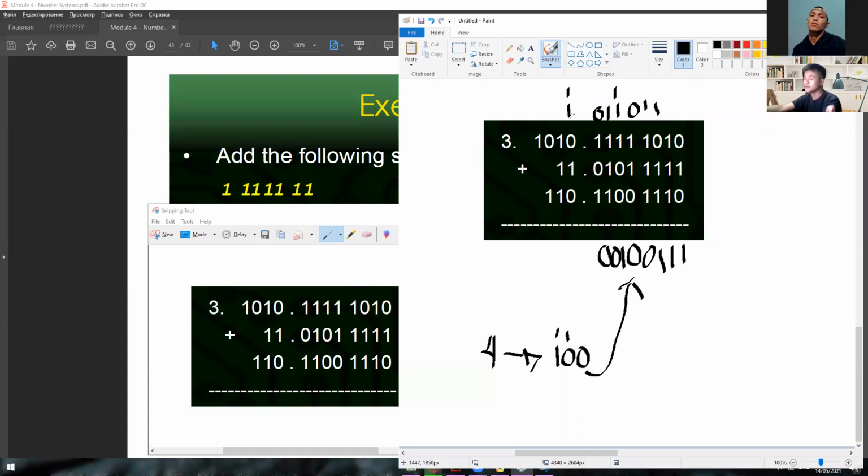And then 1 plus 1 plus 1 is 11. Carry 1, bring down 1. And then 1 plus 1 plus 1 plus 1 is 100. So carry 1 right here, carry 0, and bring down 0 right here. 0 plus 1 is 1, and then 1 plus 1 is 10. So carry 1, bring down 0, and then bring down that carry right here. So that is the answer for number 3.